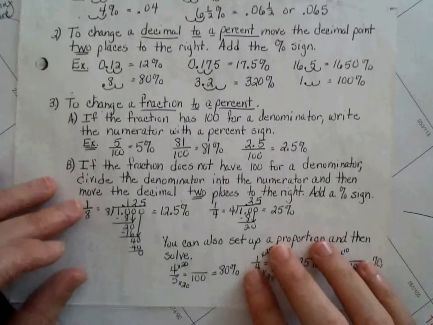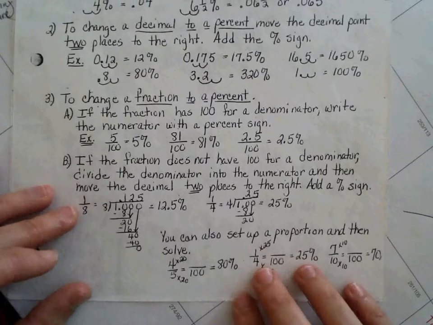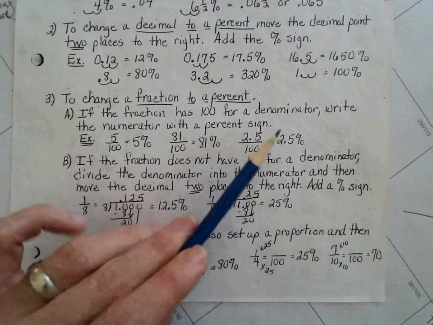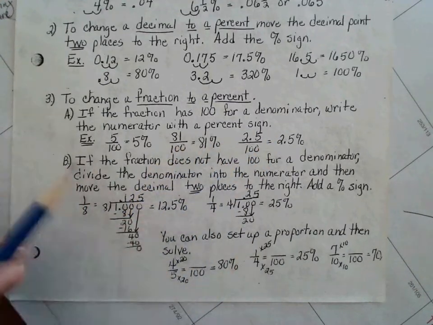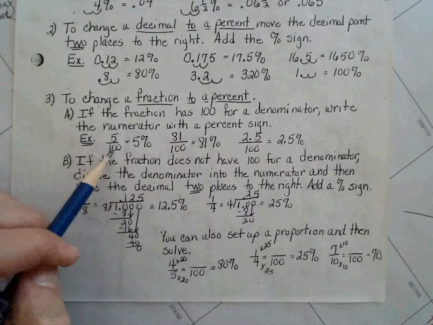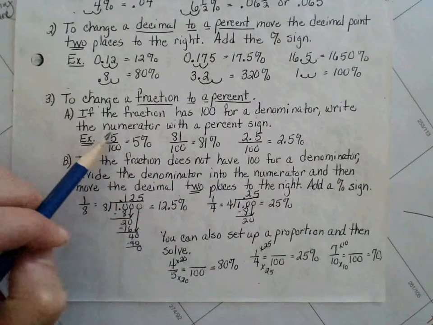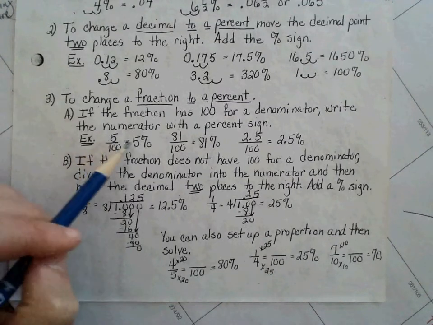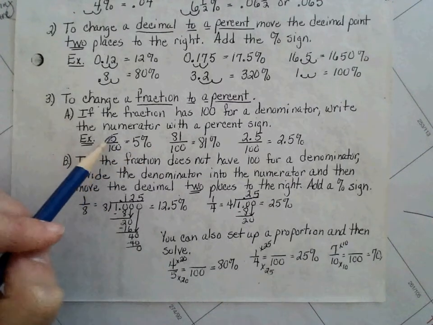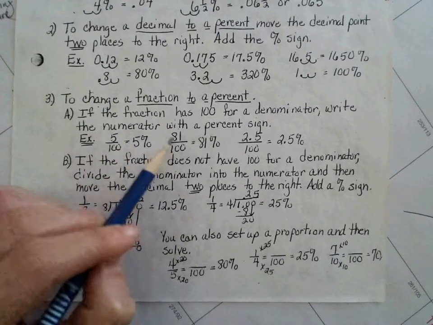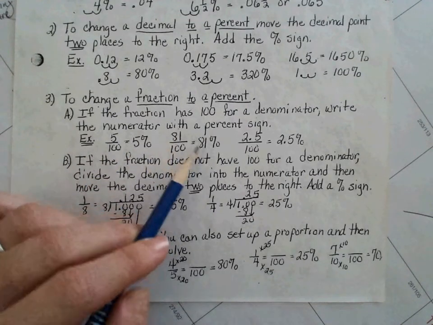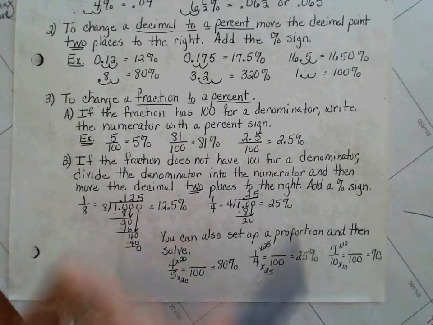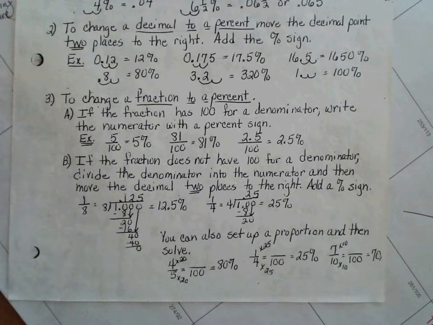Alright, moving along. So this time, we're looking at changing a fraction to a percent. So if the fraction has a 100 for a denominator, write the numerator with the percent sign. So these are the easy ones here. So if you already have your fraction set up so you have a denominator of 100, just take your numerator, put it down, put a percent sign with it, boom, done. So over here, 5 hundredths becomes 5%. So like I said, if the 100's on the bottom, grab that numerator, put it down, put a percent sign. 81 hundredths, just take the 81, write it down here, put a percent sign, 81%. And then 2.5 tenths or 2.5, just take it down and put your percent sign next to that as well. That's the easy way.